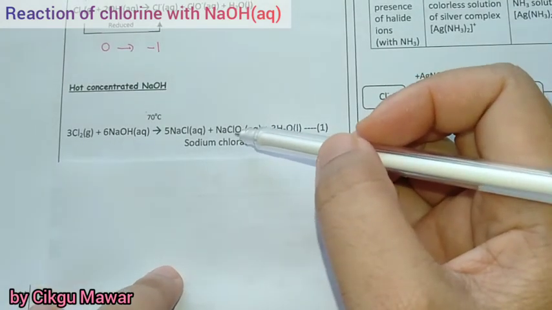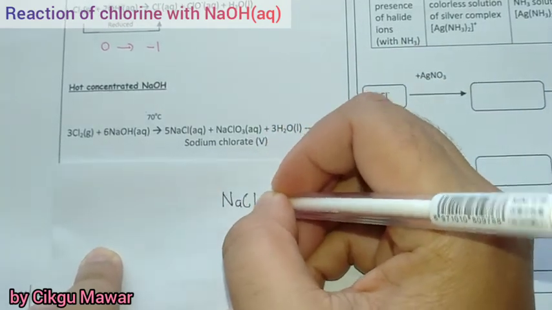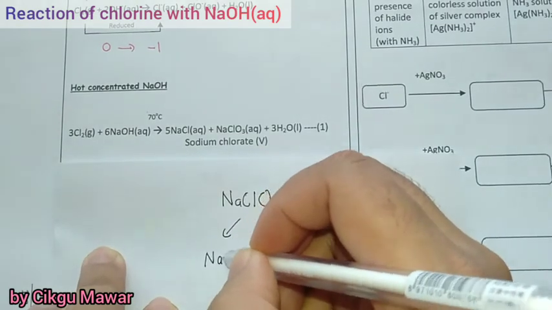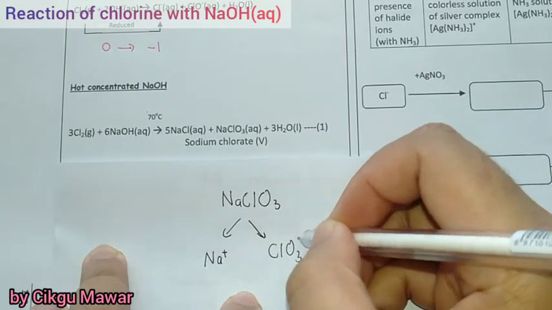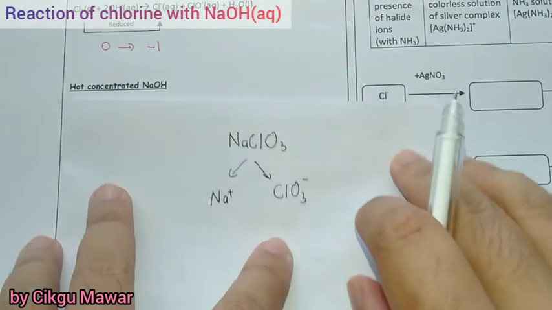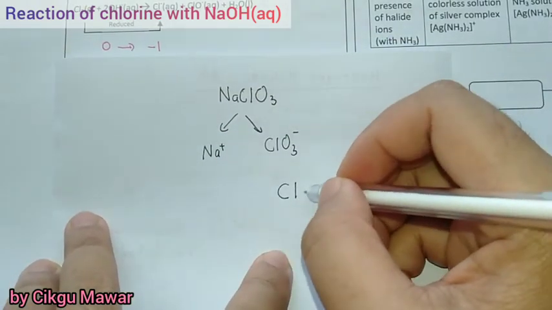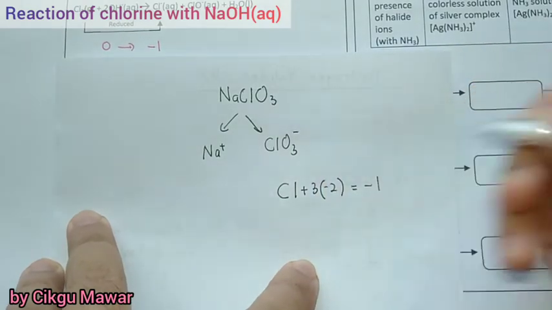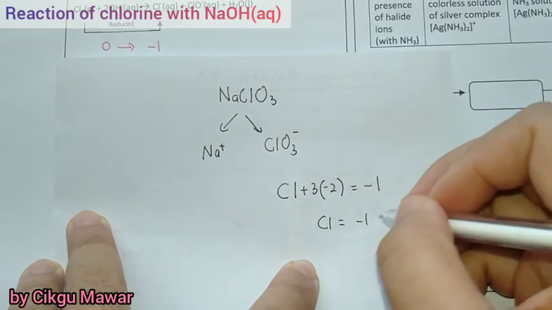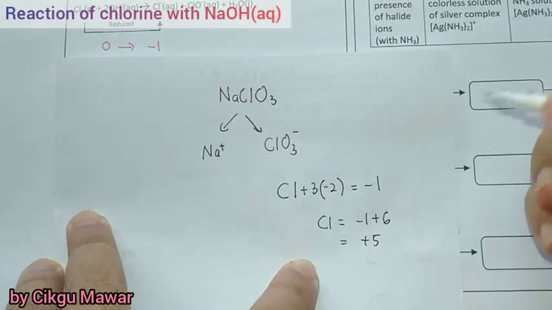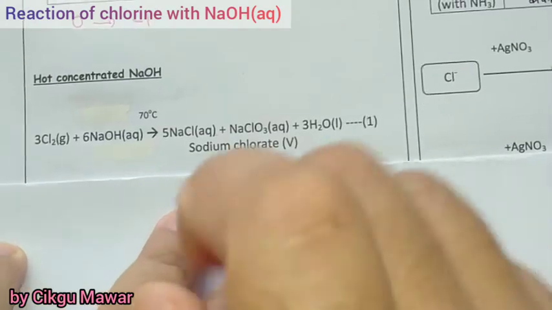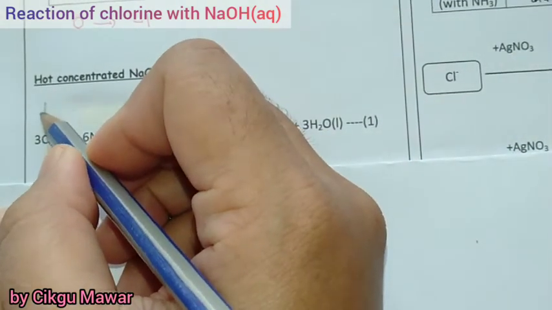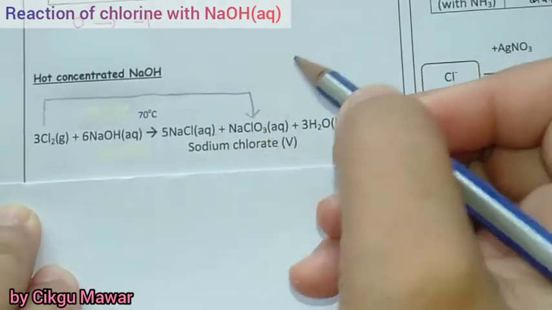Let's calculate the oxidation number of chlorine in sodium chlorate(V). When we ionize it in water, it dissociates to form Na+ and ClO3-. So here is the chlorate(V) ion. Now let's calculate the oxidation number of chlorine. Cl plus 3 times O, which is negative 2, equals negative 1. Then chlorine is equal to negative 1 plus 6, so we get an oxidation number of positive 5. From this equation, we can see that oxidation and reduction occur simultaneously. So we can see this chlorine will oxidize.